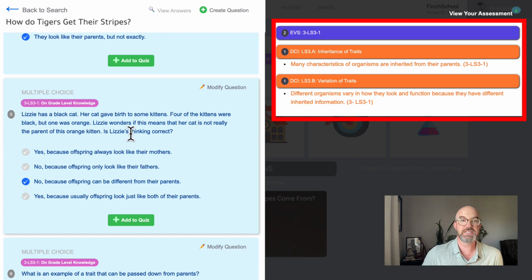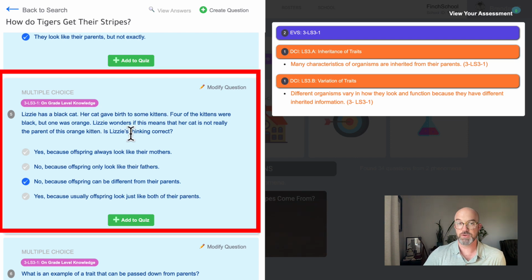We asked students, Lizzie has a black cat. Her cat gave birth to some kittens. Four of the kittens were black, but one was orange. Lizzie wonders if this means that her cat is not really the parent of this orange kitten. Is Lizzie's thinking correct? We want students to understand, no, because offspring can be different from their parents.